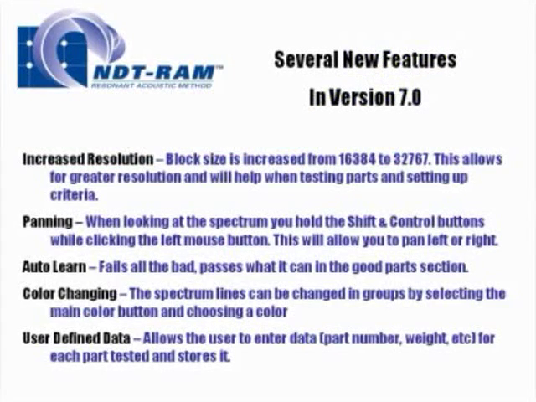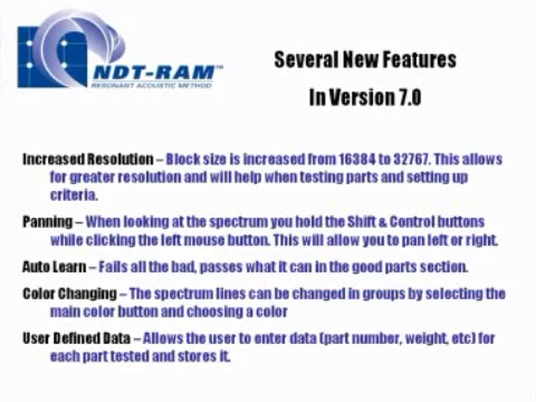Several of the features that we've added are the increased resolution. We've doubled the block size. This allows for greater resolution and will help when testing parts that are a little more difficult, and it should aid in setting up the criteria when comparing bad and good parts. We've also added a panning feature that allows you to pan from left to right or right to left in the spectrum when you're zoomed in. You can do that by holding the shift and control buttons while clicking the left mouse button and then panning left to right. We also have an auto learn feature that will help set up the criteria, and I'll explain how that works in a few minutes.